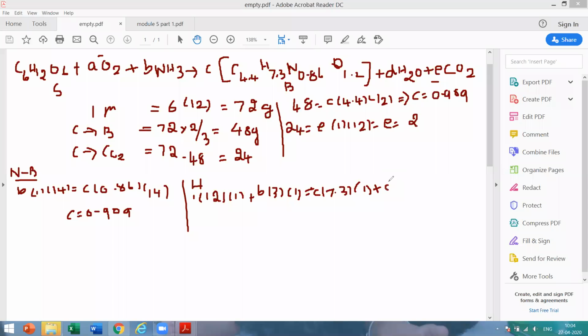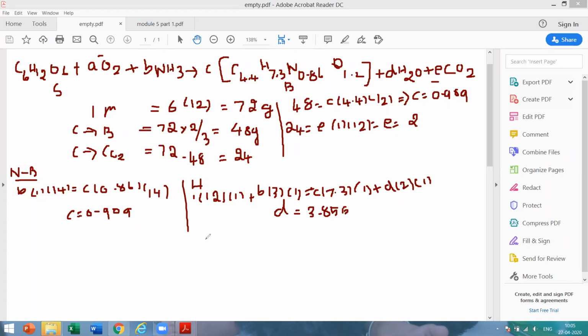So plus 2d into 2 into 1. Okay, d into 2 into 1, right? So here you will get the value as d. So d value you will get as 3.855. Okay, 3.855. And the next is a, we have to find a, so we will go for oxygen balance.